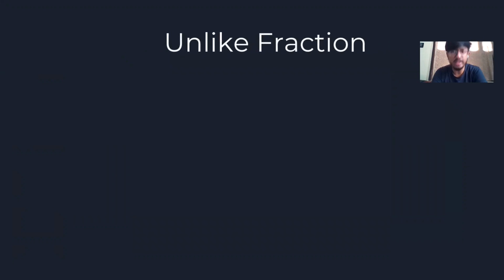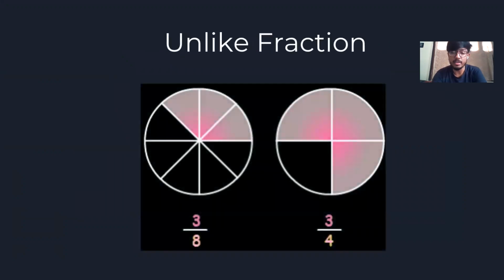Now the next one is unlike fractions. What are unlike fractions? Fractions whose denominators are different are known as unlike fractions. It is not mandatory that the numerators be the same; the numerators can also be different. But the main thing in unlike fractions is that the denominators are different.